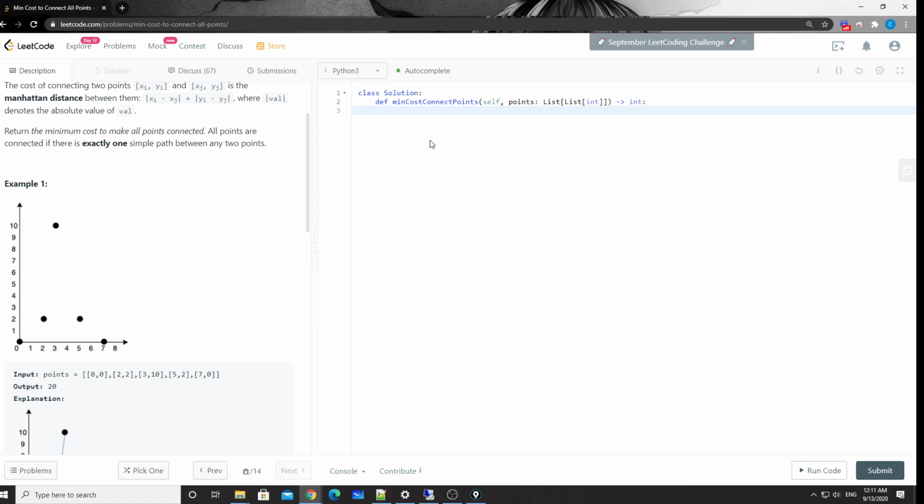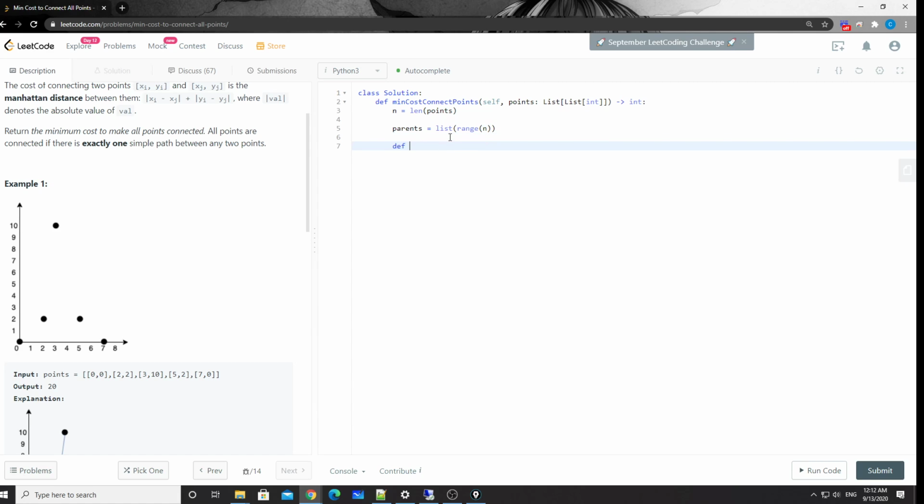Let me try to implement the solution real quick here. Like I said, to do the union find, we need to define the data structure here. I'm going to just use the simplified version of the union find. Remember we always need to have the parent at the beginning, each of the elements pointing to itself, because we have n points, and we're using the index for each point to represent the node itself. That's why we do a range n here.